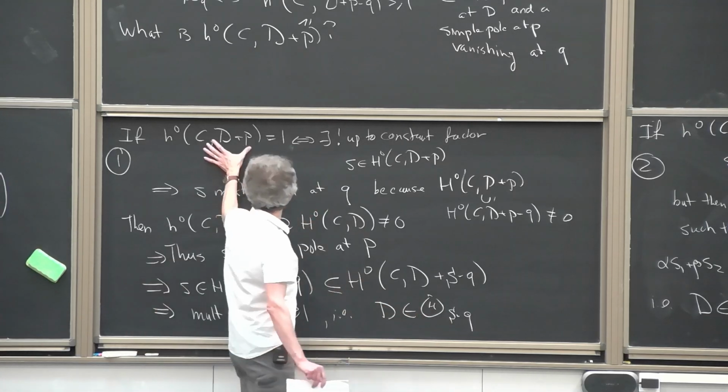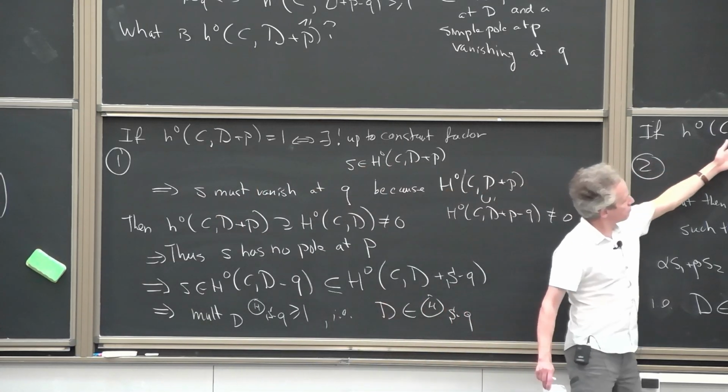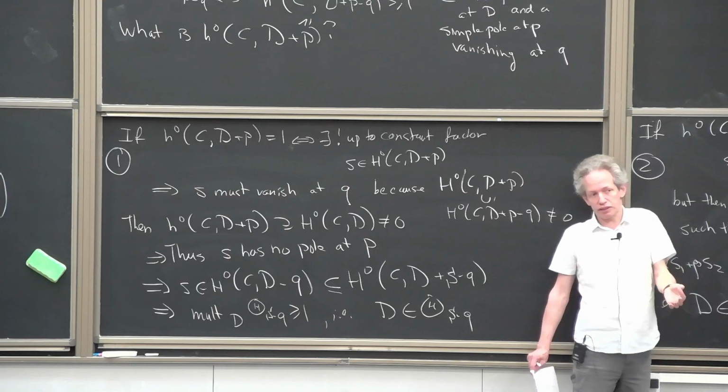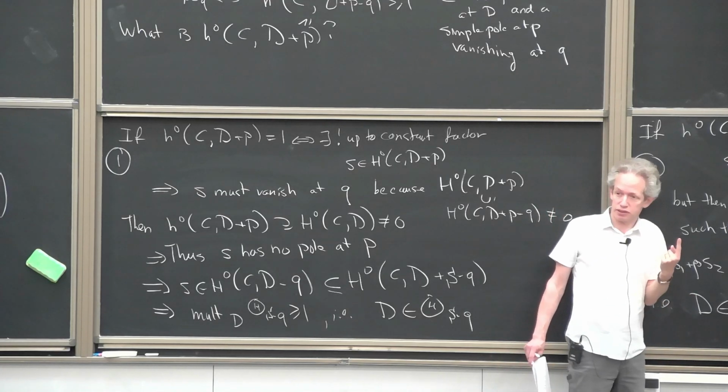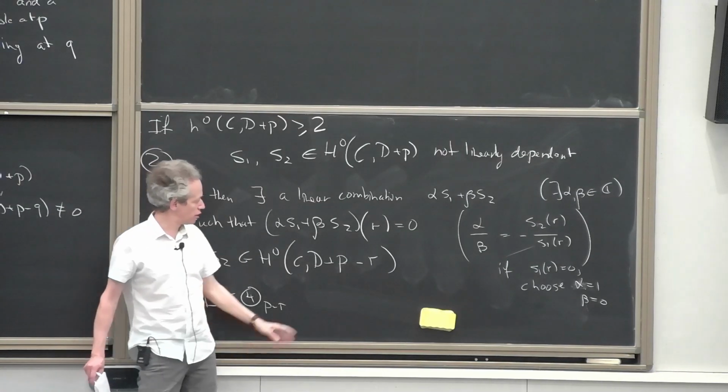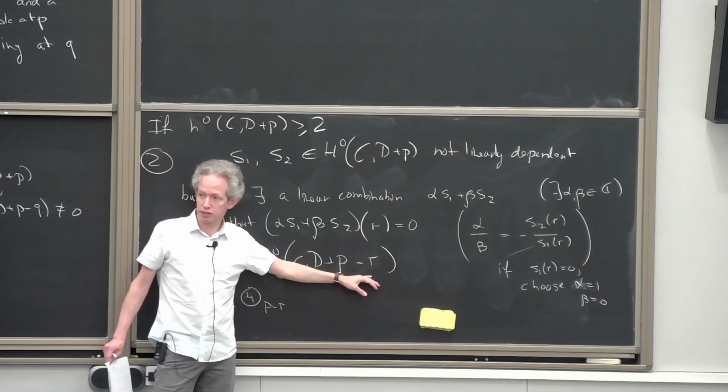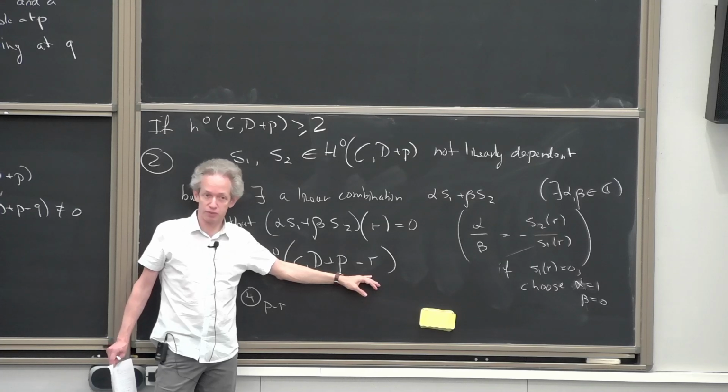On the other hand, if this guy has at least 2 sections, then by requiring a section to vanish at the point R, that's at most one condition. So I'll still have at least one section of D plus P minus R, in which case I lie on that divisor. End of proof.